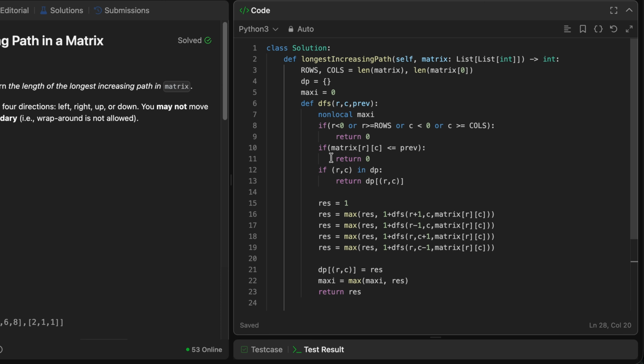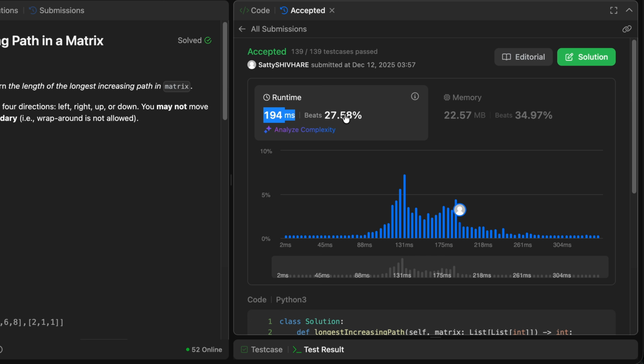So now let us run it and see what happens. Our solution runs in 194 milliseconds and beats 27.58% of solutions on LeetCode, and that's pretty much as efficient as you can get. Also, you cannot really trust these numbers all that much because they change each time you submit the code. So now let us look at the space and time complexity for this particular solution.